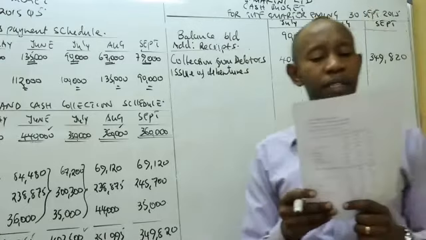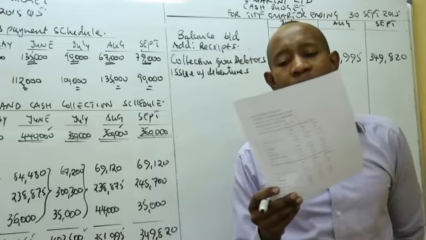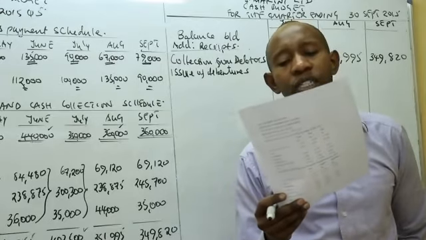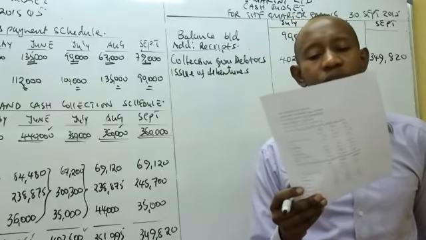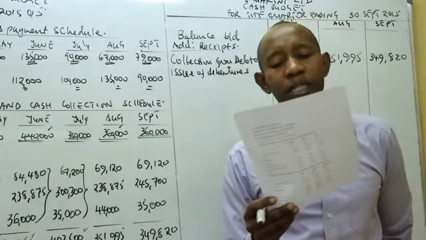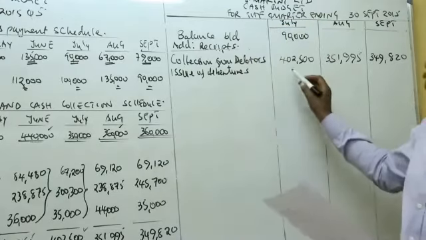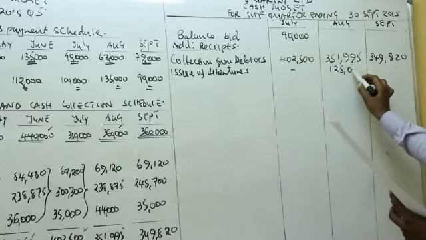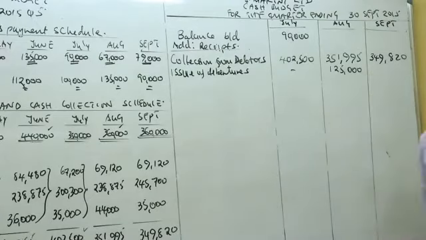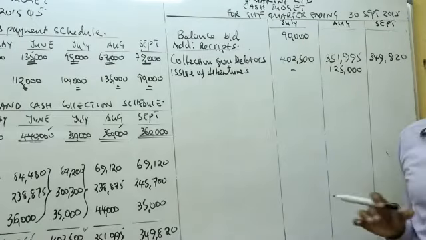Issue of debentures valued at 125 will be issued in the month of August 2015, and the amount will be received during the month. So somewhere in August, we expect to receive 125,000.